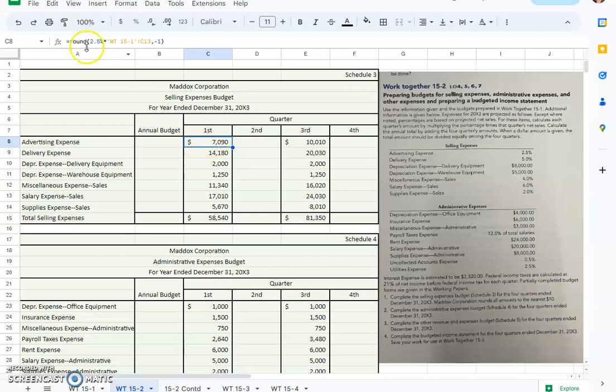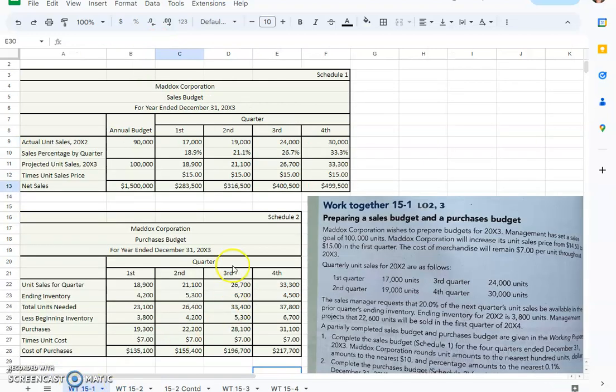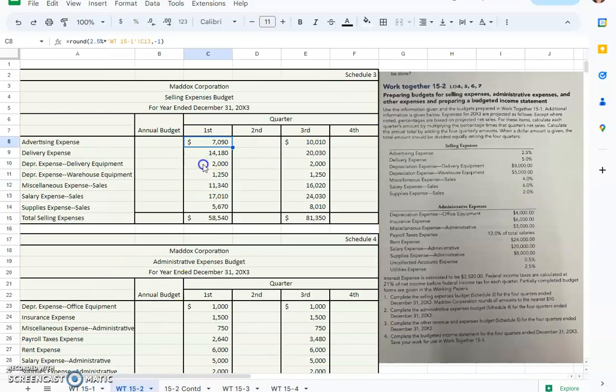Okay, so we round 2.5%, which is what our advertising expense is supposed to be, times our sales for that quarter, which is in cell C13 right here, right? Net sales, okay? So as long as this is built right, we should be able to carry this across and get that same amount here, which we did, that the book had for us.